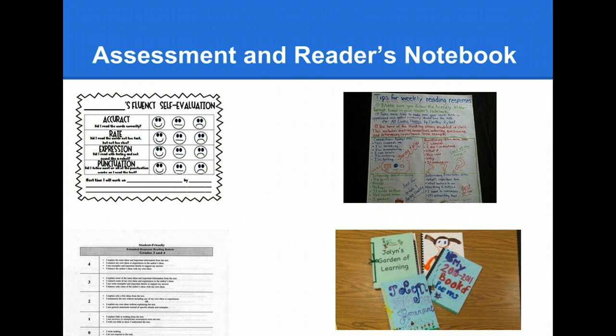But that being said, you can use reader's notebooks for self-evaluation, where the kids have their own little rubrics. Here's an example of a self-evaluation of my fluency skills. You can use the reader's notebooks to assess reading responses. You can use formalized rubrics to look at those reading responses. Grab a few each month and track students' writing of their reading responses, a more formalized assessment.